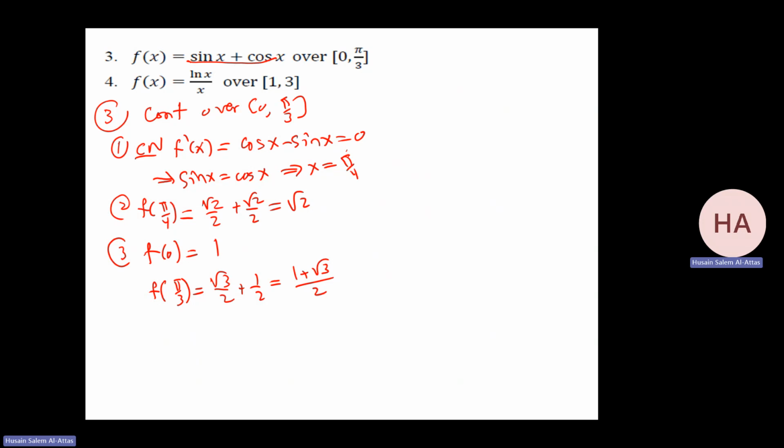Now, how to decide which one is the bigger, which one is the smaller? Yeah, this is for sure greater than 1. And this one is also greater than 1, since this is approximately 1.7, 1 point something. So this is greater than 1, and this is the least. Now, which is bigger? Square root of 2 or 1 plus square root of 3 over 2?